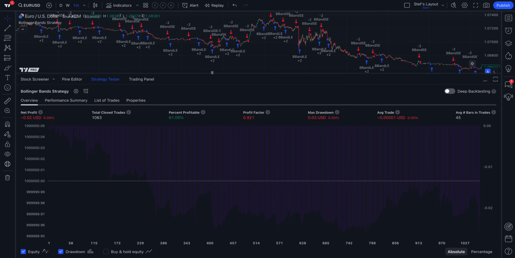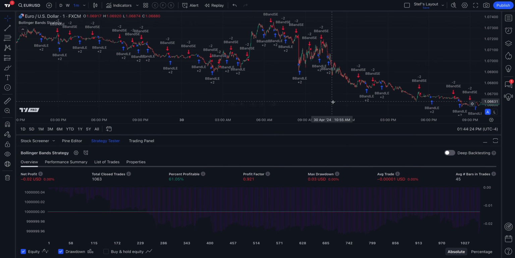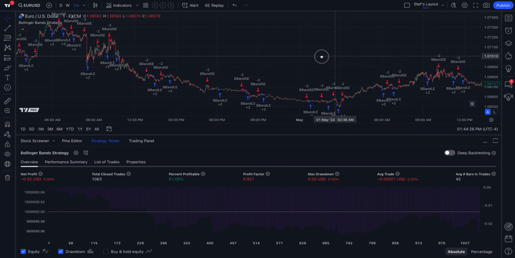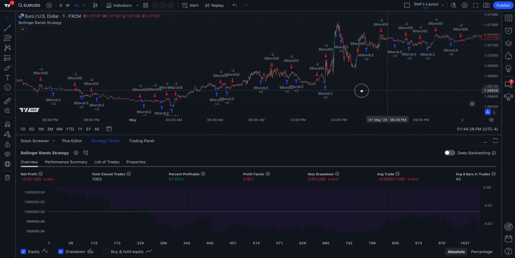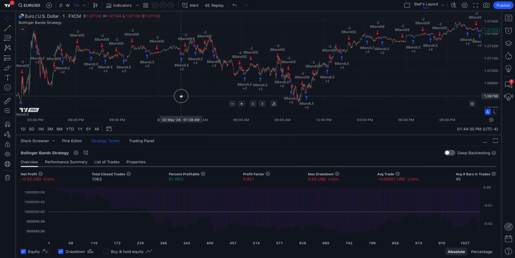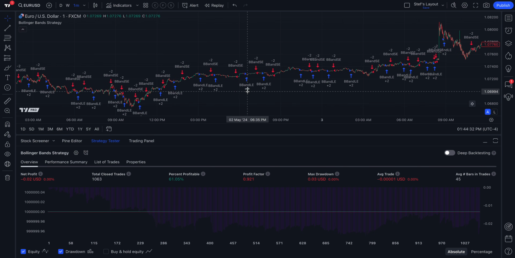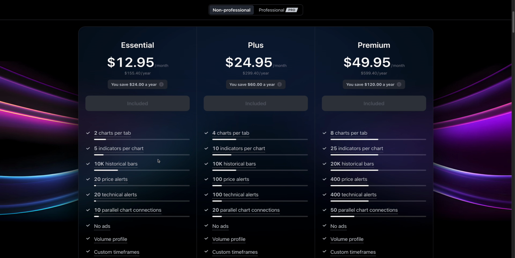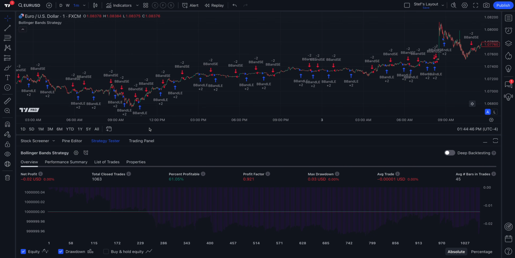Now, keep in mind, if you have a different plan that has less bars, well, you're obviously not going to be able to see your strategy tester test all of this information over the same time frame as us. It's going to come down to how many bars you have. So if you're on Essential, you're going to be able to test over 10,000 historical bars. Same with Plus. If you're on Premium, you're going to be able to test over exactly 20,000 bars. So this is very important.